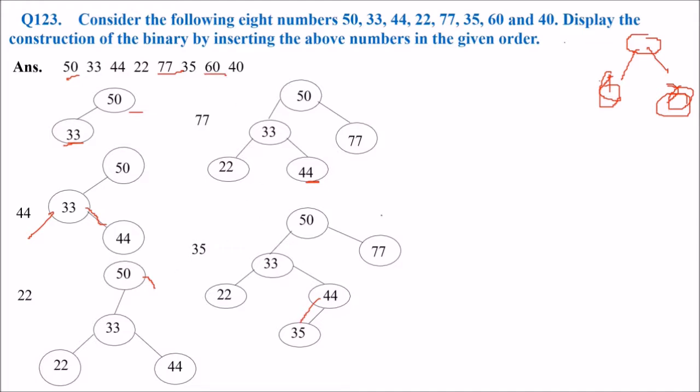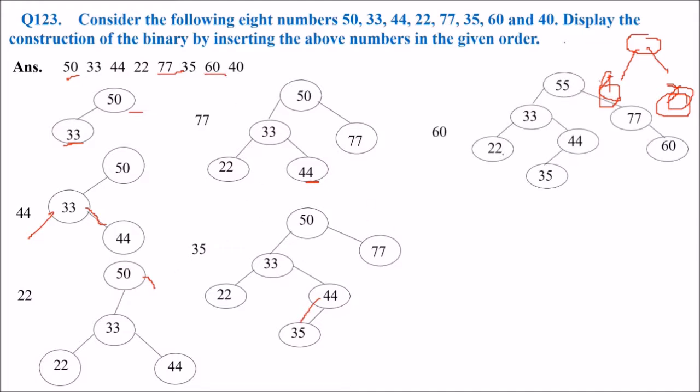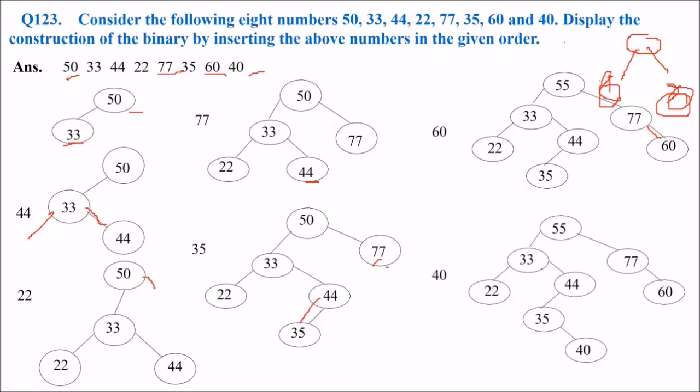Now 60 has come. 60 is greater than 50, but of course 77 has its left and right place free, so 60 will be given to 77. That is, 60 will be made the right of this value. And then we have 40. How are you going to place 40? 40 will be placed on the right of 35. So this is the binary tree which we made from the input values.